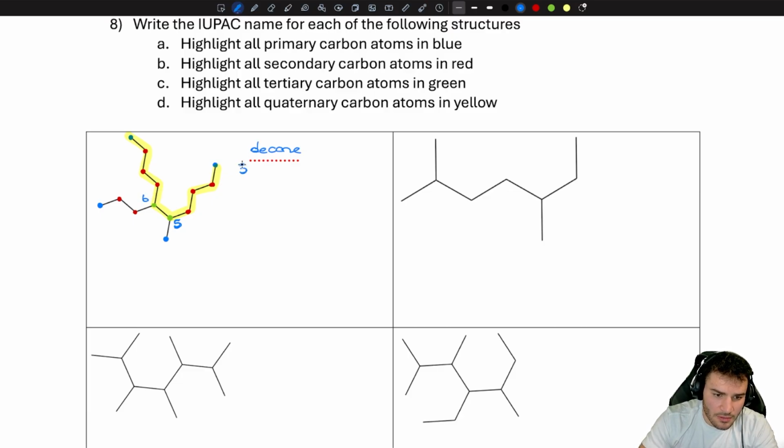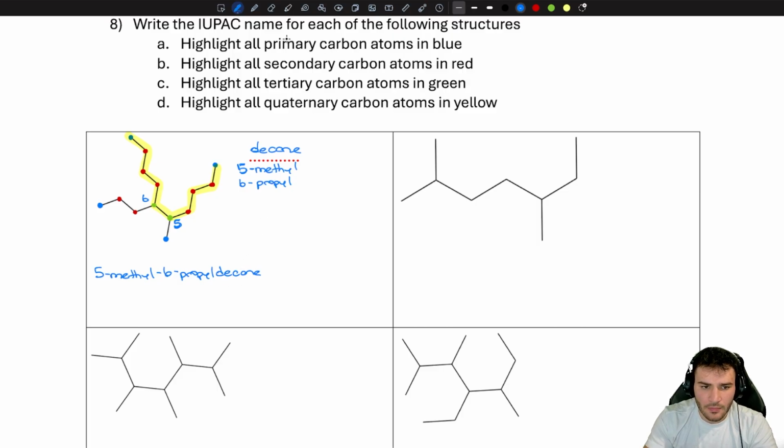So at the 5th carbon, the 5th position, we have a methyl. And at the 6th position, we have just a regular propyl, right? Doesn't look like any common name. If we have to put that in alphabetical order, let me put that on the bottom where we have more space. It's going to be 5-methyl, 6-propyl decane. Okay, and that is our final IUPAC name. The next problem, let's go ahead with the same thing. So these are our terminal carbons.